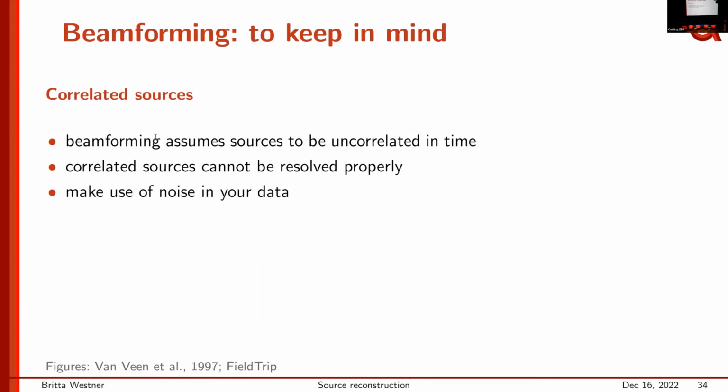So what they did to compute the data covariance matrix was to take all the trials, average across them, and then on this average, they computed how much the sensors correlated with each other.